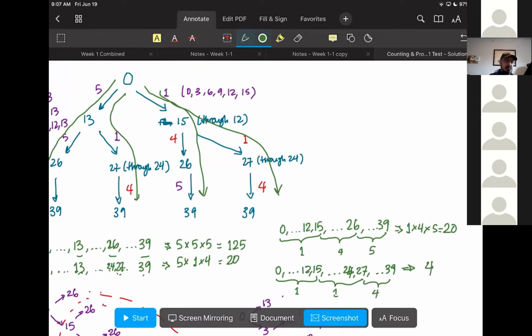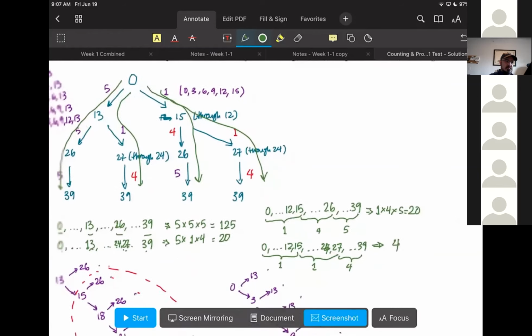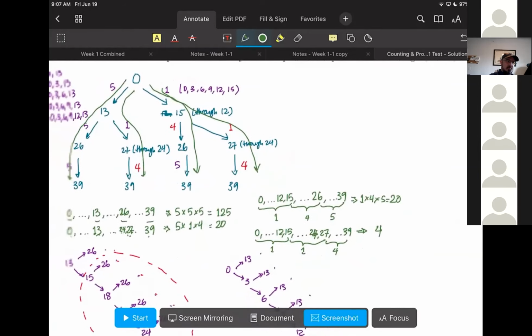And then to get the final answer, we just need to sum up all the 4 cases, because there's this many paths in case 1, this many paths in case 2, this many paths in case 3, and this many in case 4. So if we sum all of them up, we get 125 plus 20 plus 20 plus 4, which is 169.